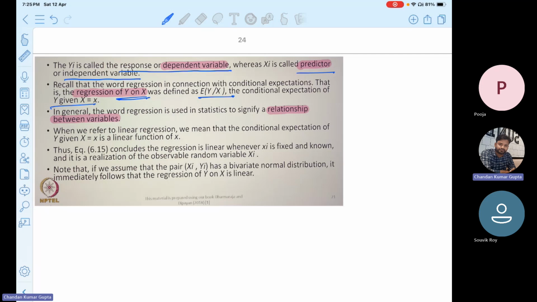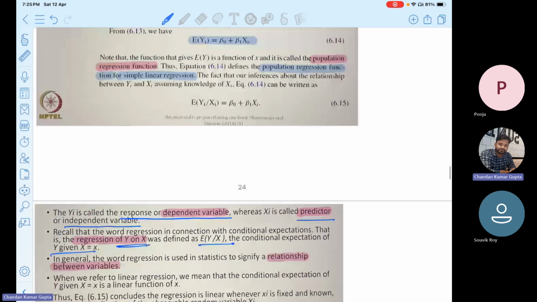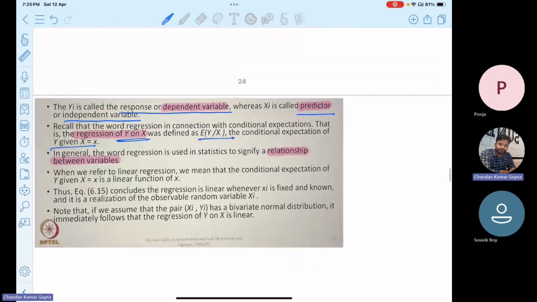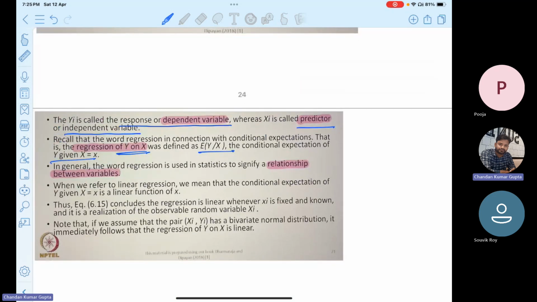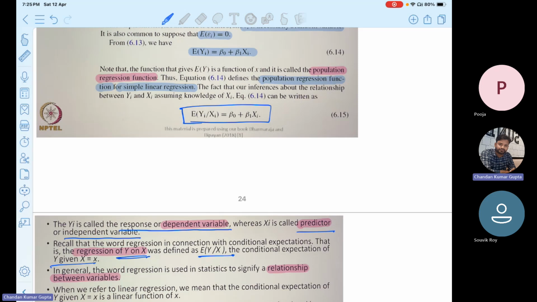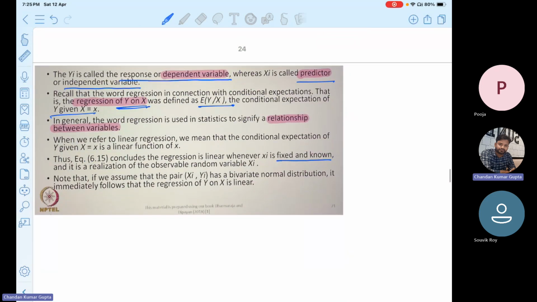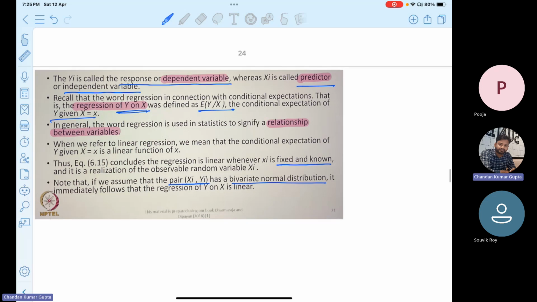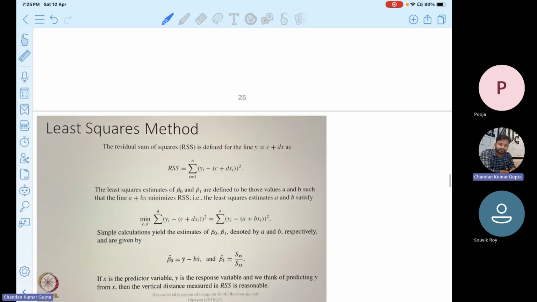Now, the regression is linear. The above equation, equation 6.15, concludes the regression is linear whenever xi is fixed and unknown. Here xi is of degree 1, so it is linear in nature, and it is a realization of the adjacent random variable xi. Note that if we assume the pair of xi has a bivariate normal distribution, it immediately follows that the regression of y on x is linear. So these are some of the topics related to this.